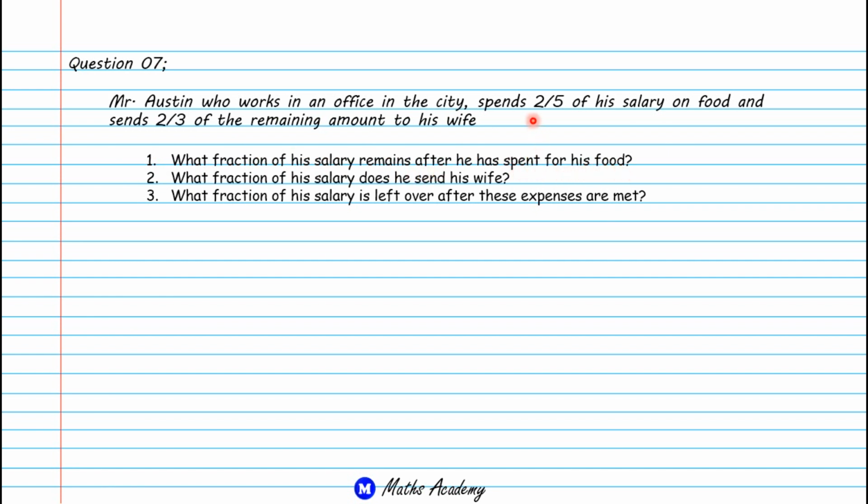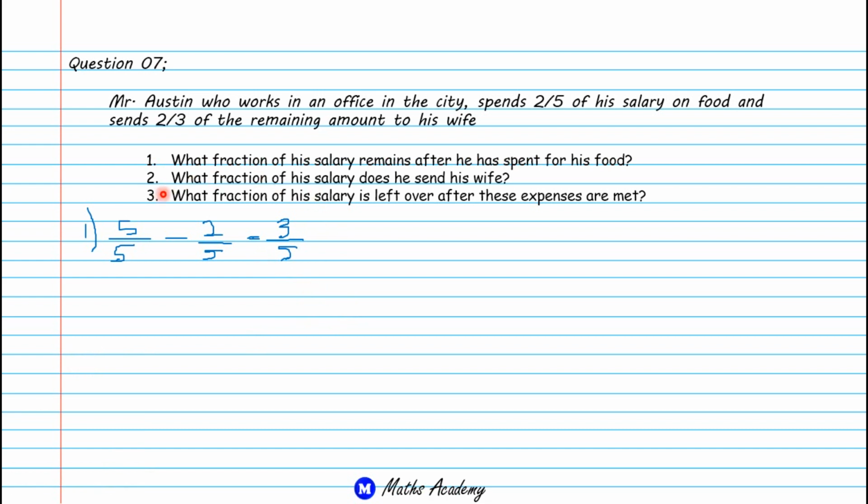So he has spent 2 over 5 of his salary on food. So 5 over 5 minus 2 over 5, you get the remaining amount. So 3 over 5 is the remaining amount.